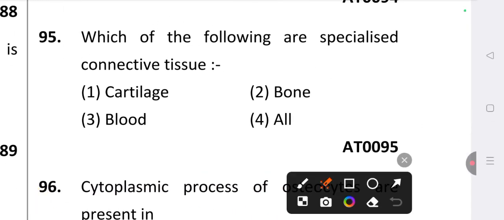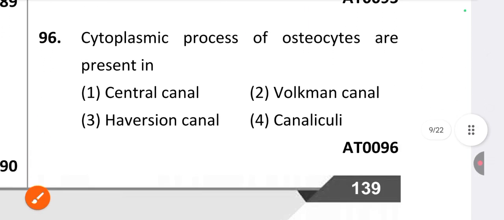So these all are the specialized connective tissue, therefore answer is option number 4. Next, cytoplasmic process of osteocytes are present in.